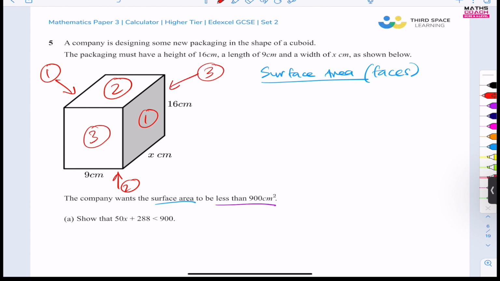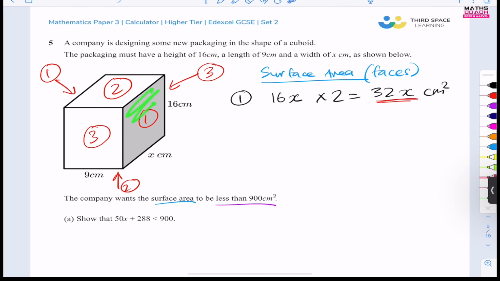So if we one by one work out each of the faces, let's start with number 1. So we have 16 times by x, the area of one of these faces. So 16 times by x is 16x. Now we have how many of those? We have 2 of those because we've got one on the other side. So we're going to times that by 2, and that gives us 32x centimeter squared. So 32x centimeter squared is that and the one at the back.